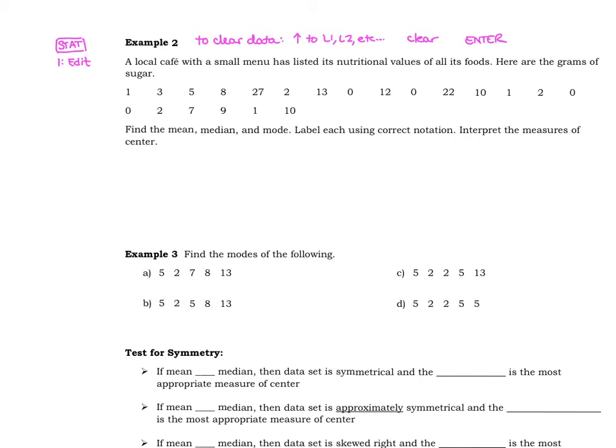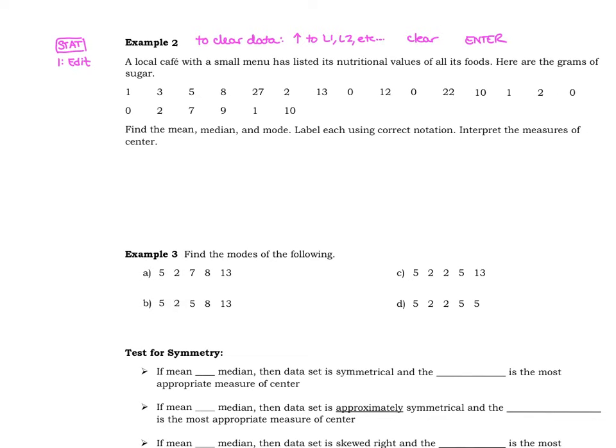All right, so back to stat 1 edit. Once the first entry in that list is highlighted, you're going to enter the data one value at a time, hitting enter between each one. Go ahead, pause the video for a second and take some time to enter in that data, and then I'll tell you what to do from there. Okay, hopefully by now your data has been entered.